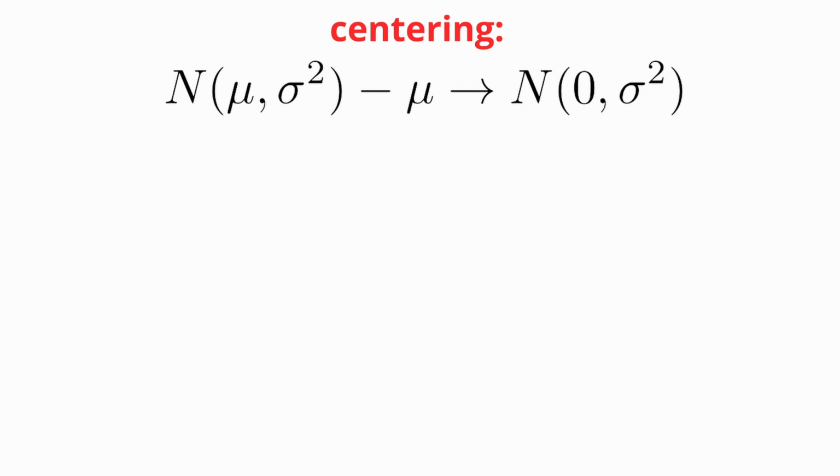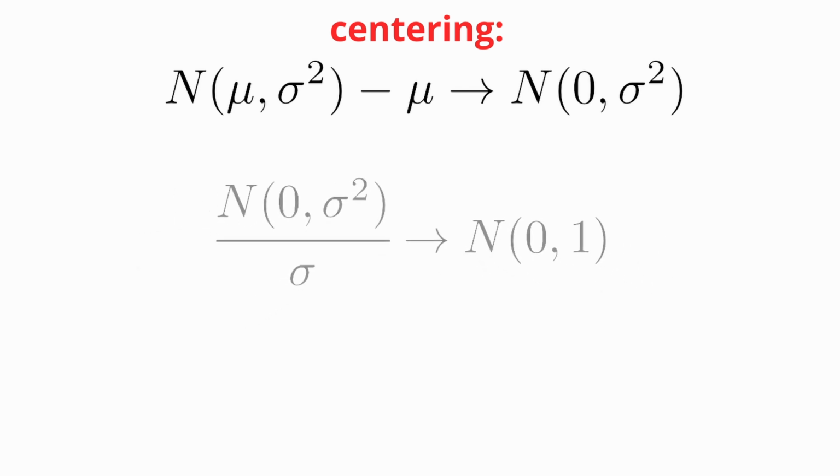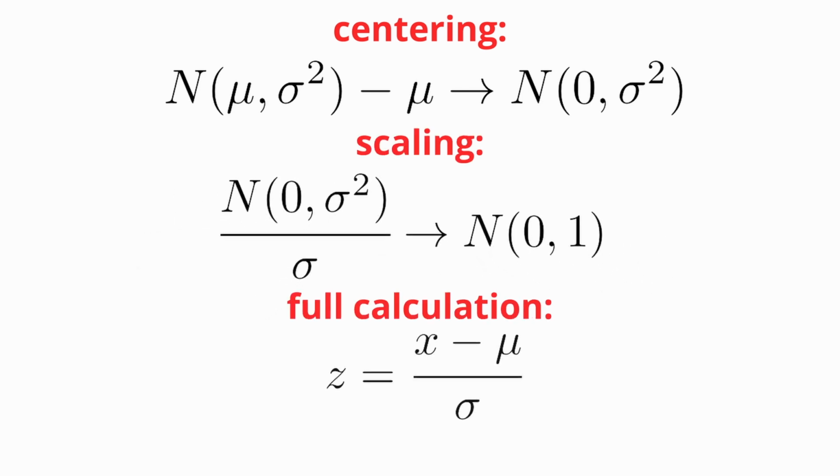1. Subtract the mean from the distribution. This ensures that it is centered around 0. And then 2. Divide by the standard deviation of the distribution. This results in the new distribution having a standard deviation of 1.